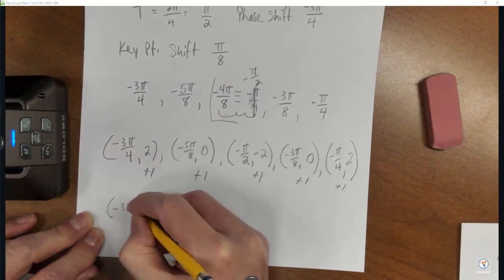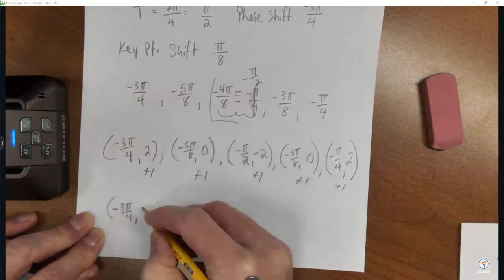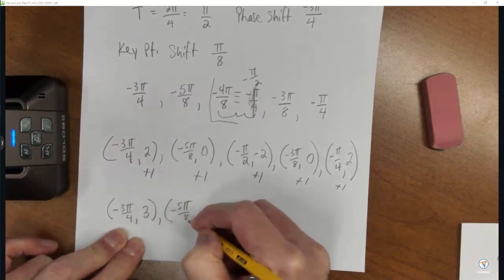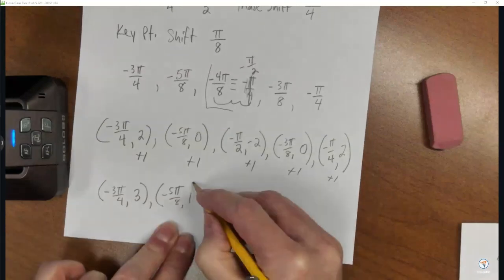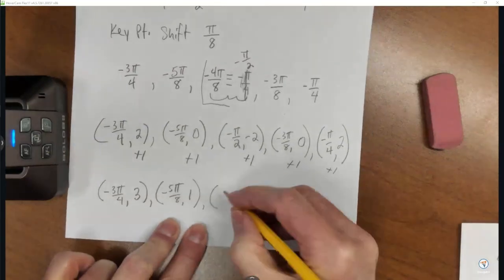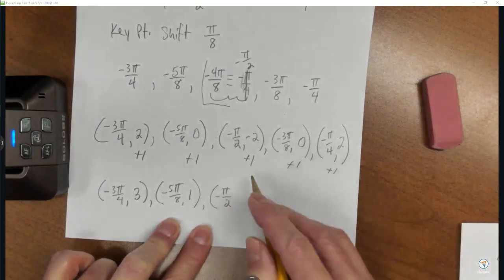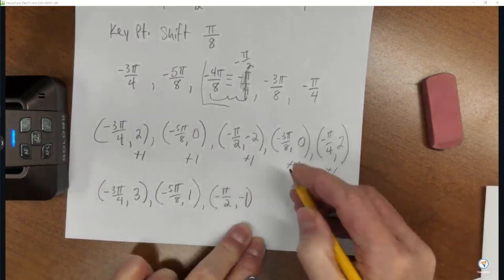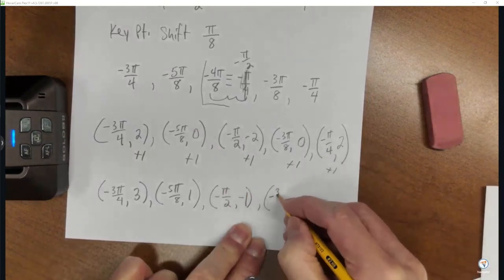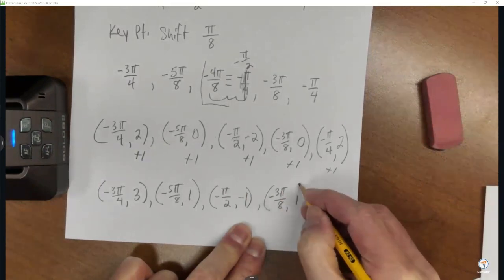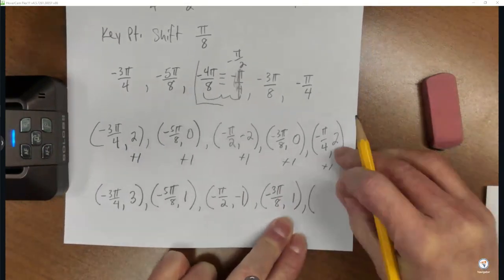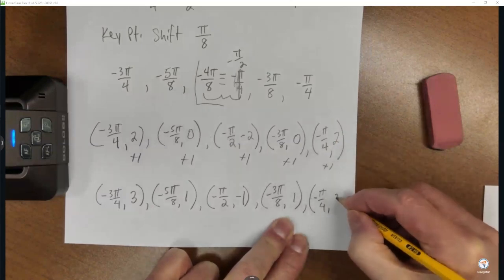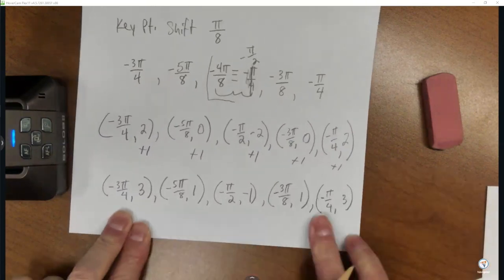So negative 3 pi over 4, 2 plus 1 is 3. Next one is negative 5 pi over 8, 0 plus 1, 1. Negative pi over 2, adding the 1, we get negative 2 plus 1, so that's just negative 1 now. We're adding 1 to 0 for the next one. And our last one, we're adding 1 to 2, so it's negative pi over 4, 3. Okay, so these are the points we need to graph.